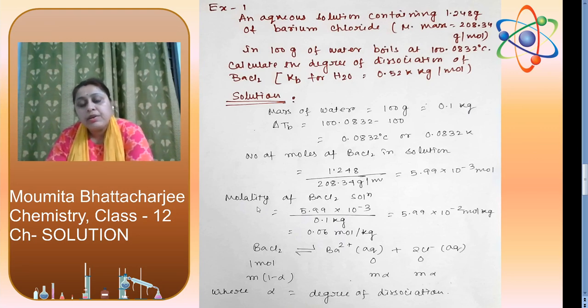Now molality. How to calculate molality? Molality is the gram molecular weight into 1000 divided by 1000 into the total solvent, 0.1 kg, and it will become 0.06 mole per kg. Now, barium chloride will dissociate to form Ba 2 plus and 2Cl minus. Initially the concentration is 1 mole, for Ba 2 plus it is 0, for Cl minus it is also 0. At equilibrium, it is m into (1 minus alpha), where alpha is the degree of dissociation. It is m alpha, and 2m alpha for chloride.